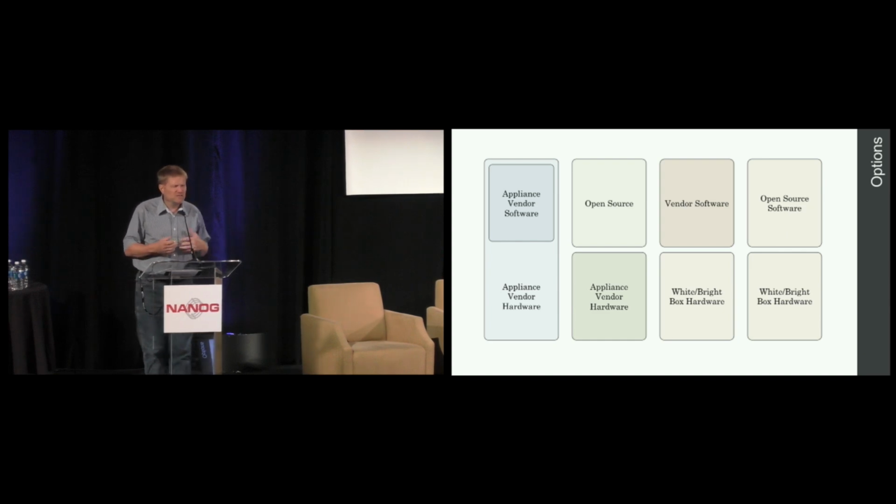Another option is to do open source control planes or open source software on appliance vendor hardware. There are a number of appliance vendors, or people I consider big vendors, working in this space right now. I'll have a slide later on that. You could use vendor software on top of white box or bright box hardware. You can actually today buy vendor software from some of the major vendors that will run on white boxes. And again, I'll give you some names a little bit later for those. You can do open source software on top of white box or bright box hardware. And so these are the different models you can get into when you think about disaggregating.